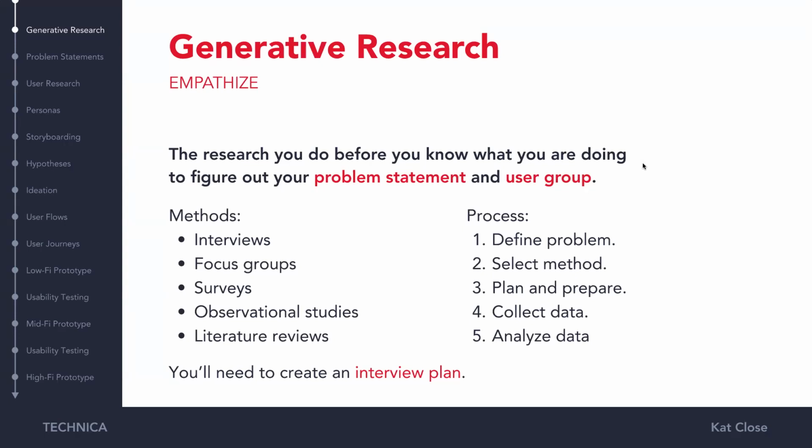And it helps you figure out your problem statement and your user group, right? Which are the two things you need to know in order to make a solution. Methods include interviews, focus groups, surveys, observational studies, and literature reviews. And the process of this and all user research studies are: first, you define the problem and the information you want to learn. You select the method you're going to use, you plan and prepare, you actually conduct the study, you collect the data, and then you analyze.